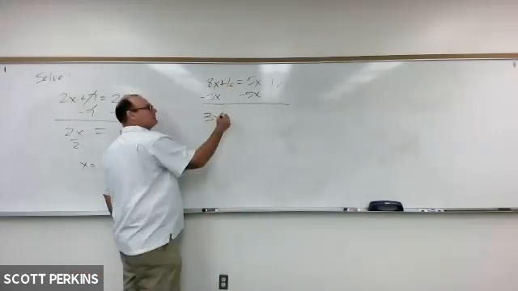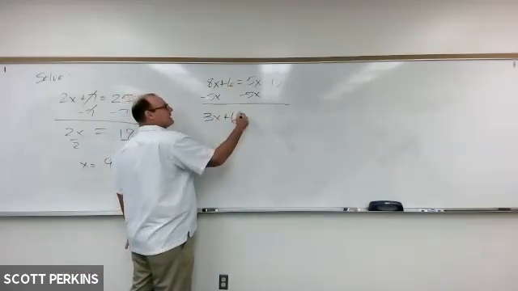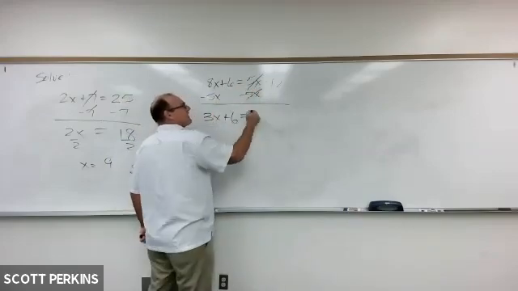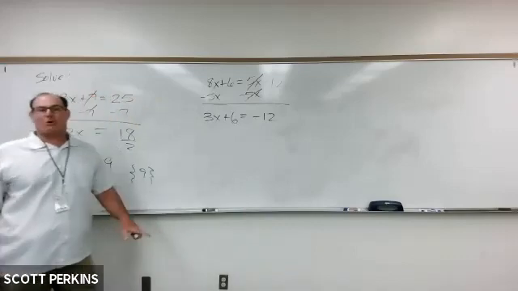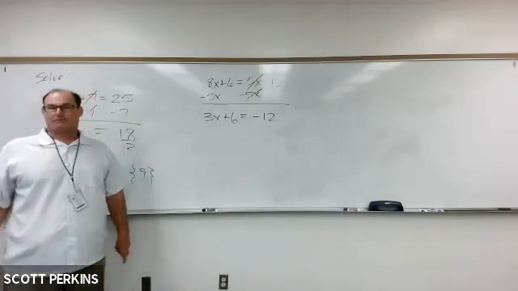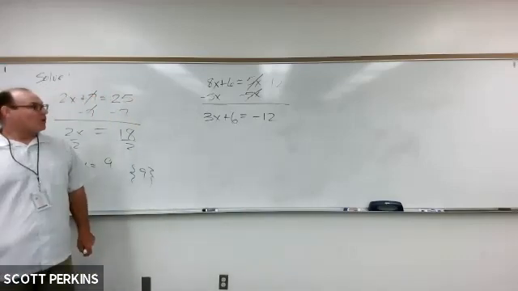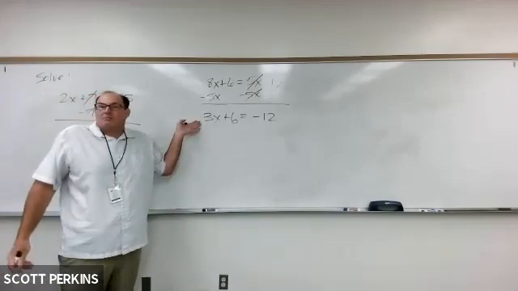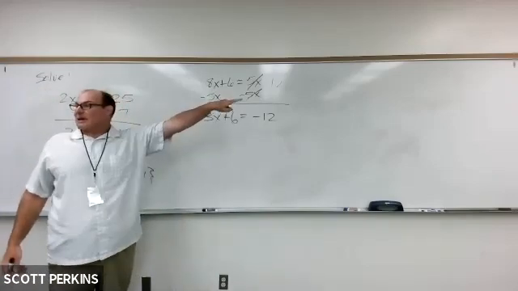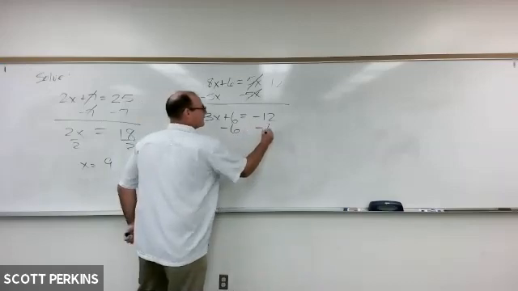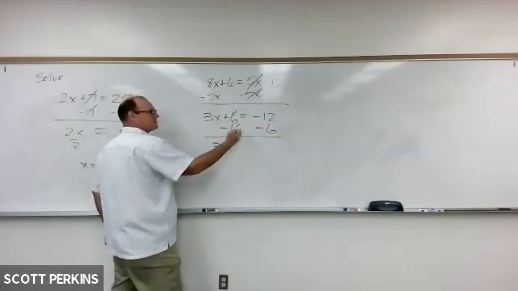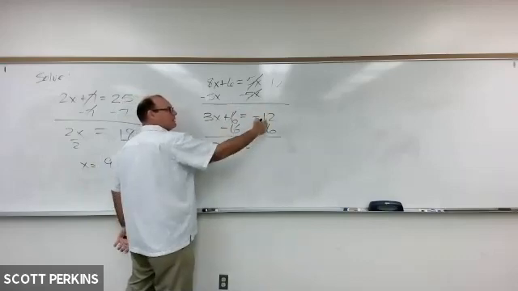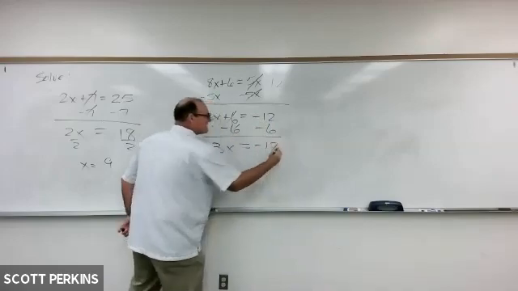I've not done anything with the plus 6 yet. My equal sign stays in the middle. I've canceled the 5x's, and what's left over there is the negative 12. Remember, the sign is always in front of your term. Okay? Now it just becomes the problem we did before. I'm going to move the 6 now. So I've got 3x. My 6's cancel. My equal sign stays in the middle. Your calculator will tell you that a negative 12 and a negative 6 is negative 18.